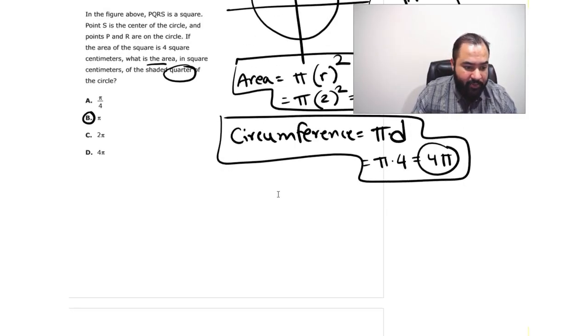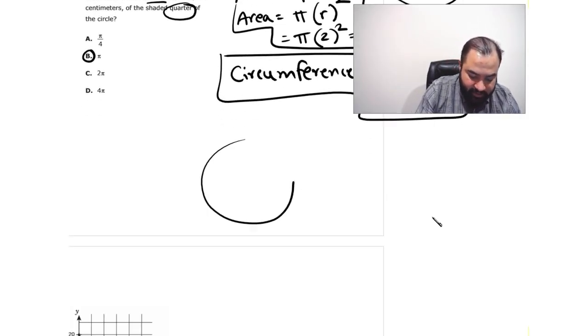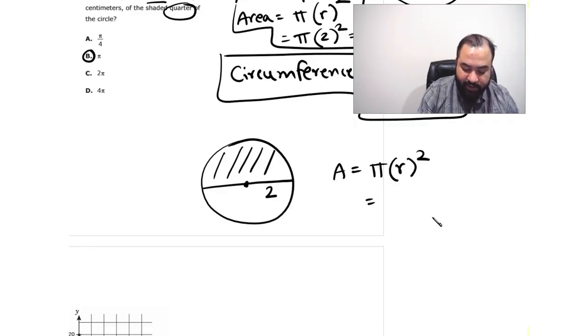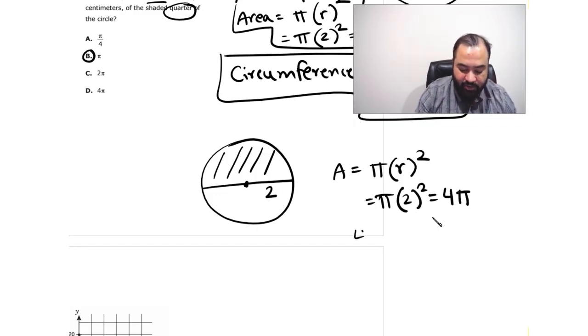So let's talk about it a little bit more. Let's say I give you a circle and I tell you to find the area of this half of the circle, where this is the center, and the radius is 2. What would you do? You know the area formula is pi times the radius squared. So you do pi times 2 squared, that's 4 pi. But we only want half of the circle, so you do 4 pi divided by 2, and you get 2 pi.